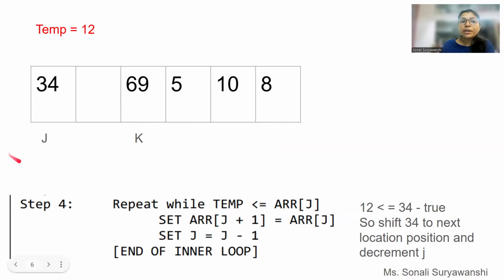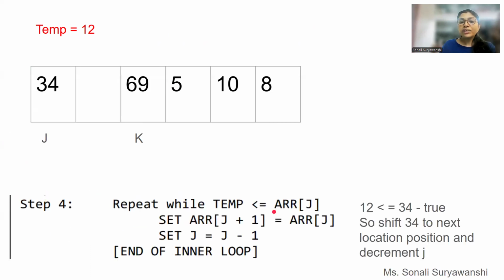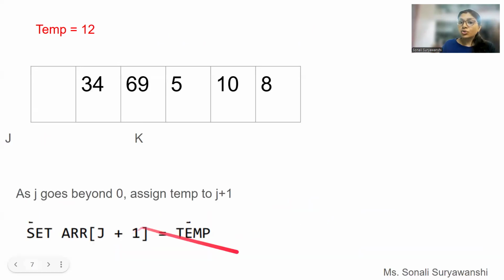So in the next step, what will happen? 34 is shifted to the right side, which is j plus 1, and j has been decremented by j minus minus, which is now j is minus 1. Now, this is the stopping condition, because our loop runs only for this condition, and once the j loop gets over, we are supposed to store the temporary value to j plus 1. So if j is minus 1 now, j plus 1 will become 0. And at this location, we will store 12.